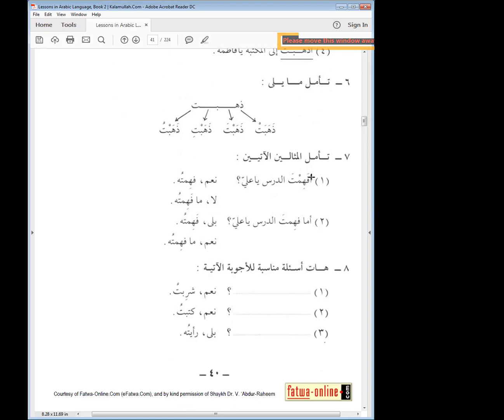One: أفهمت الدرس يا علي؟ So the answer will be نعم فهمته. Or if you didn't understand, he would say لا ما فهمته. So there's the answers here. It could be نعم or لا, yes or no, right? Anytime you see a question asked with hamza or hal, the answer always has to start with نعم or لا, right?